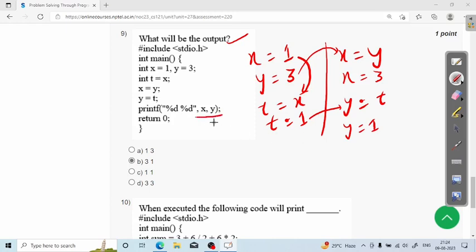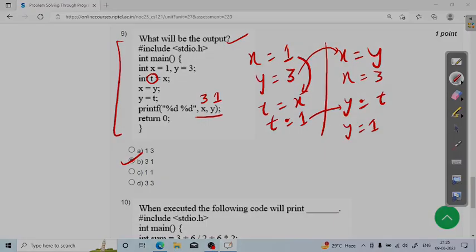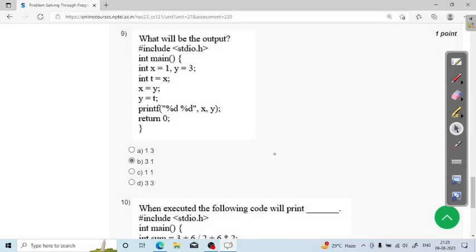And then we print the values of x and y. When we print the value of x, we get 3, and the value of y we get is 1. If you look carefully, this is the similar concept we studied in question number 8, which was swapping two values. Here we are swapping the two values with the help of a third variable, t. Therefore, we'll have the answer as option B, that is x is equal to 3 and y is equal to 1. Okay, now let's move to the next question.